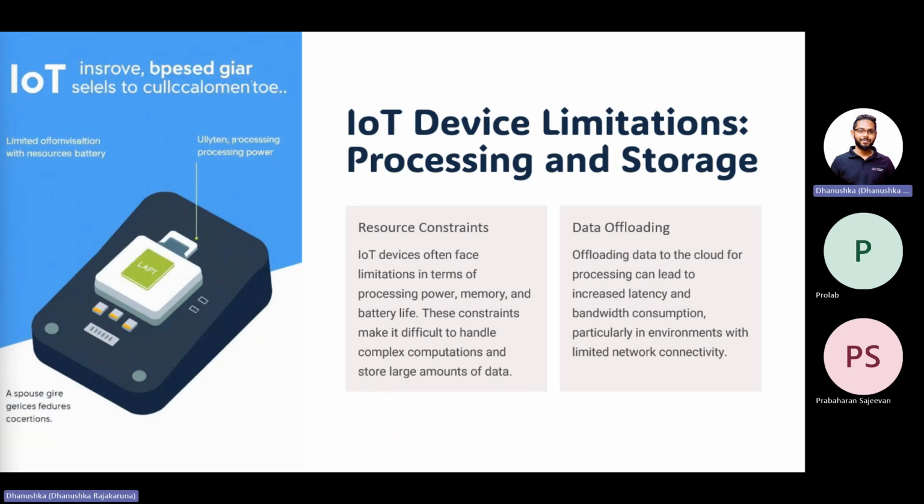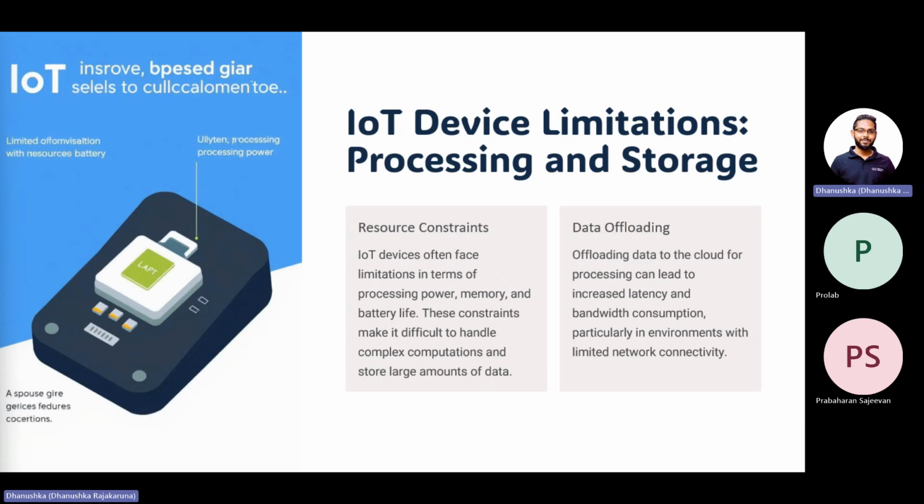How can we do network optimization? Network optimization can adopt dynamic bandwidth allocation and congestion management techniques. Use adaptive data transmission protocols such as MQTT and CoAP. These will help with network optimization. Emerging trends and innovations will be federated learning, serverless computing for IoT, and decentralized architectures.